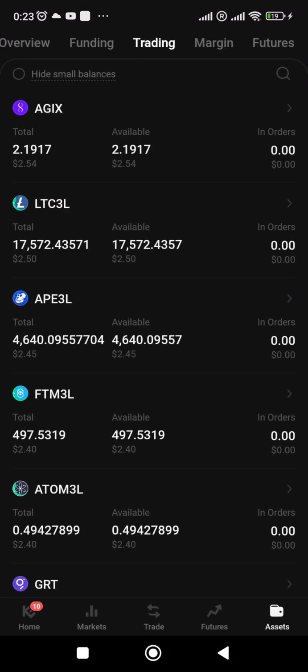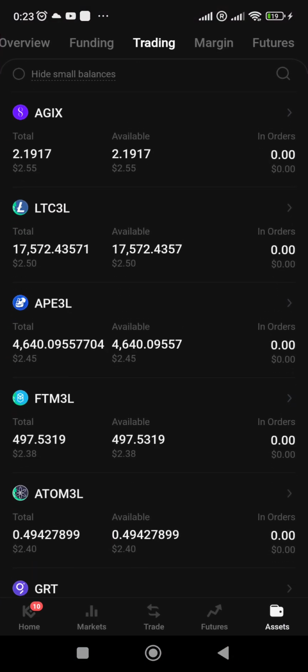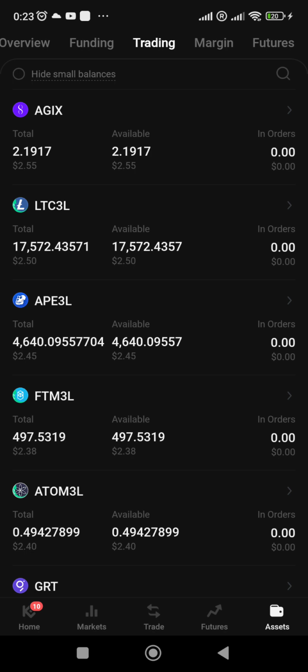Okay, so Agix is 2, FTM is 2, but right now they are 2.55 and 2.38 respectively. LTC and Ape are 2.45 and 2.5. Remember, they're supposed to be 3. LTC and Ape, if they are supposed to be 3, I will not buy more unless they are 2.1 or less. So they are not ready for buying. Neither can I sell them.